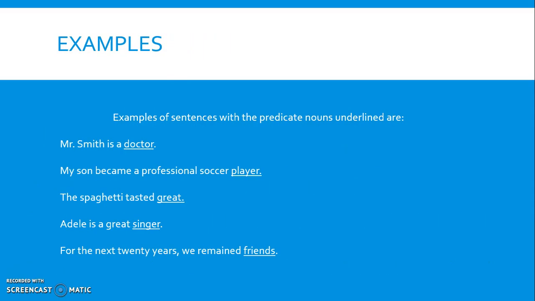Here are some examples of predicate nouns. Mr. Smith is a doctor. My son became a professional soccer player. The spaghetti tasted great. Adele is a great singer. For the next 20 years, she started that one with a prepositional phrase. We remained friends. Choose two of these, and I know you're probably going to pick the two shortest because I would, and write them underneath the definition of a predicate noun in your foldable, please.